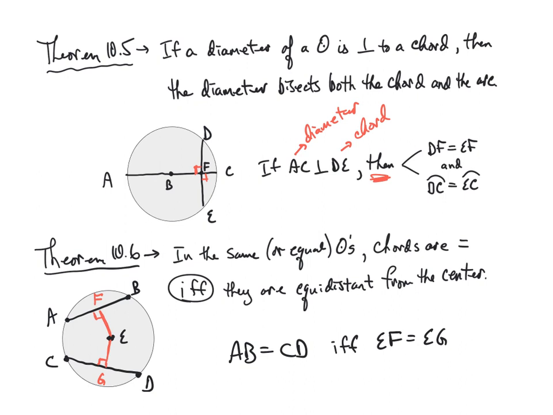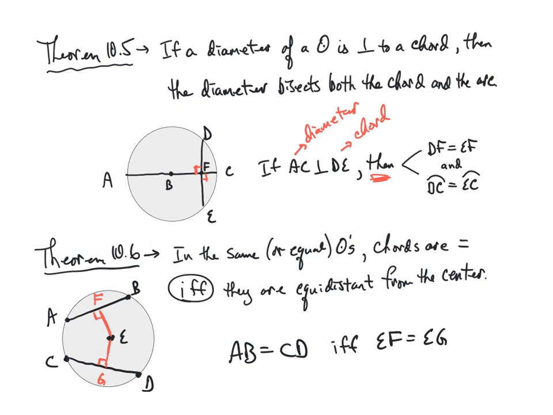And finally, the fourth one, the last one for us in this section, is theorem 10.6. And it simply goes, in the same or equal circles, chords are equal if and only if, again, remember that's a theorem that works in both directions, they are equidistant from the center. So chords are equal if and only if they're equidistant from the center.